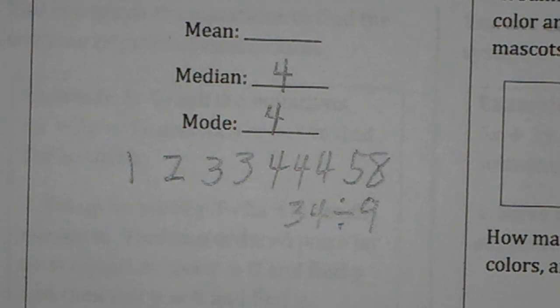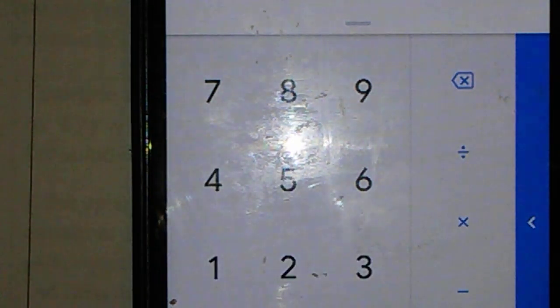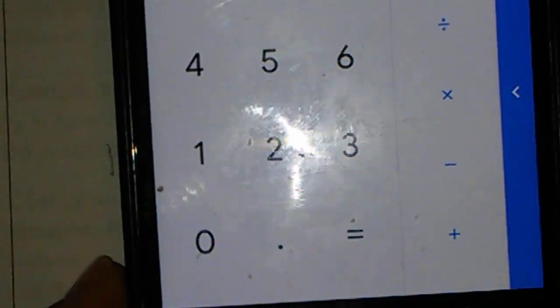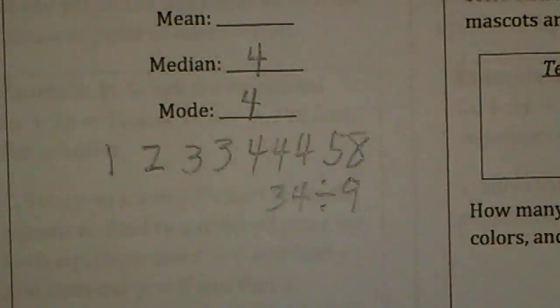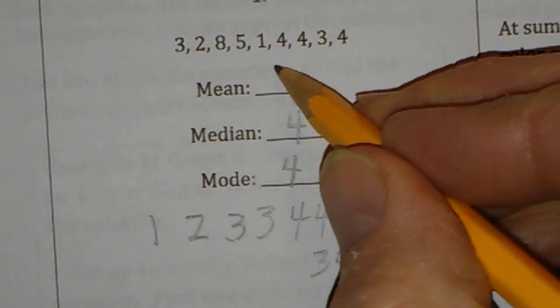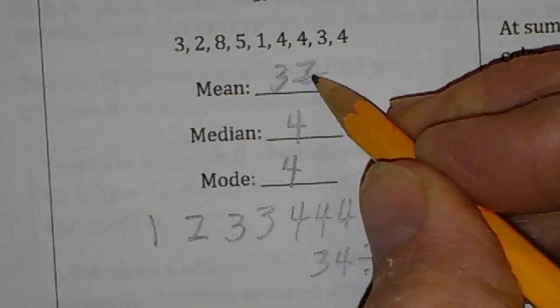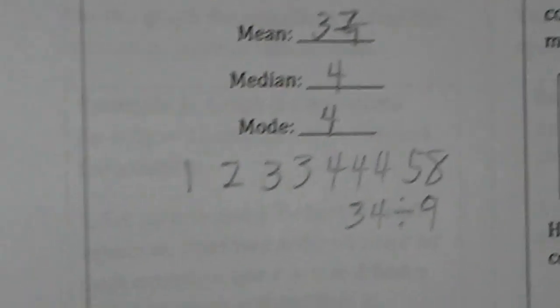Well, if you use your calculator, oh, here I go. Here's my calculator. 34 divided by 9 equals, let's see if that came out, 3.777, 3 and 7 ninths. I'll use the fraction one, 3 and 7 ninths. 3 with 7 left over, 3 and 7 ninths. Okay, moving on.